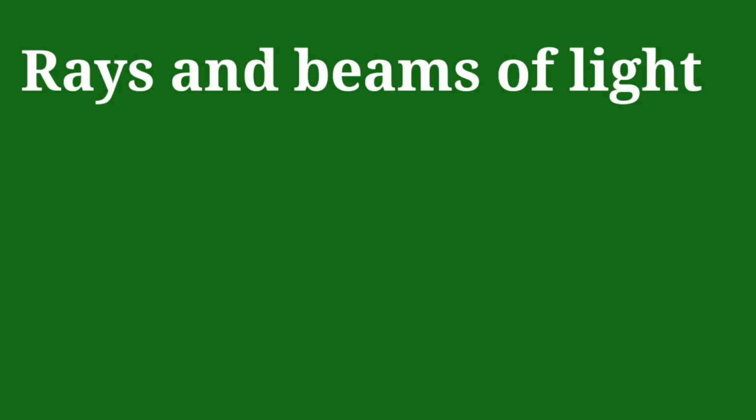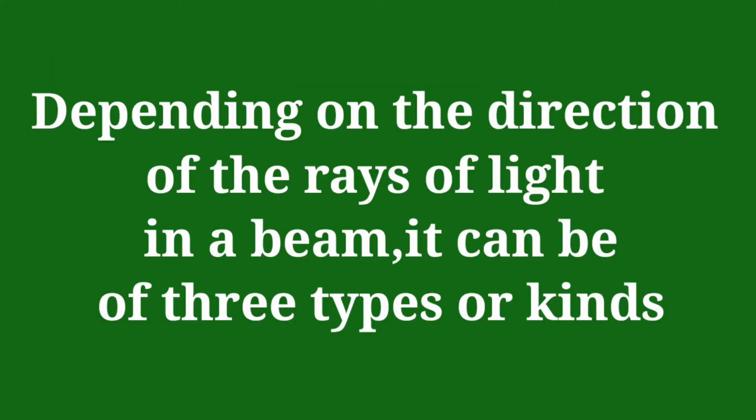Rays and beams of light. A very fine or narrow path of light is called a ray. A ray of light is represented by a line with an arrowhead showing the direction in which the light is traveling. A collection of rays of light is called a beam of light. Any source of light, small or big, always gives out a beam of light.